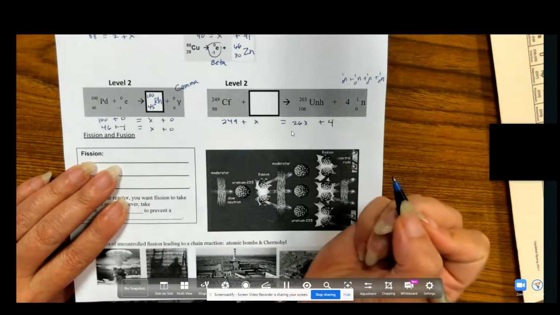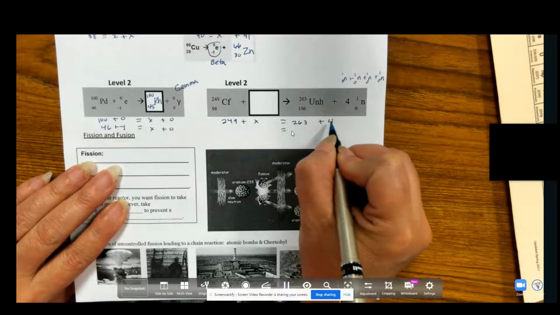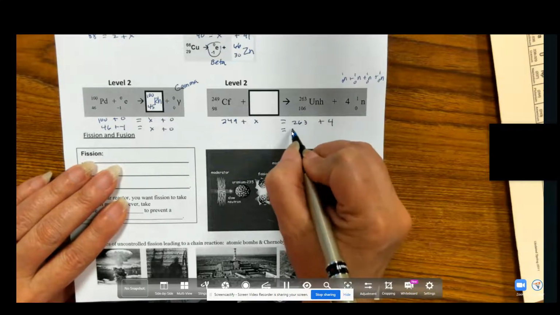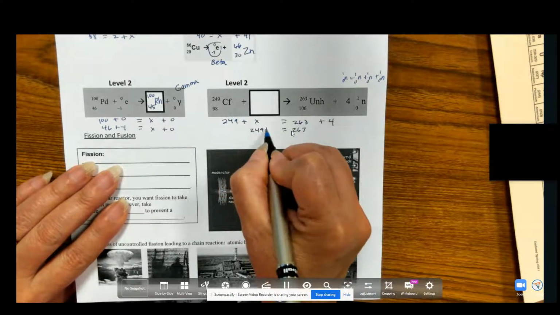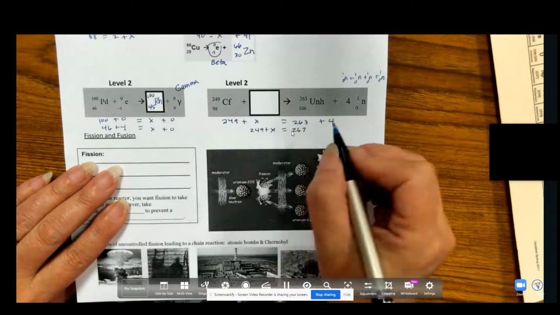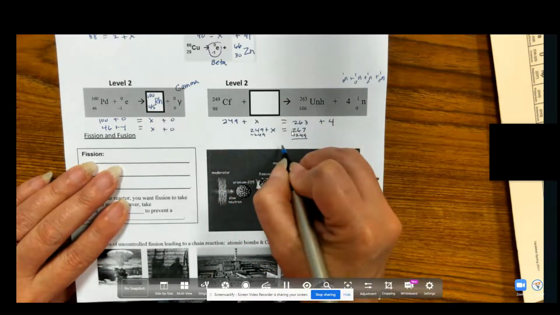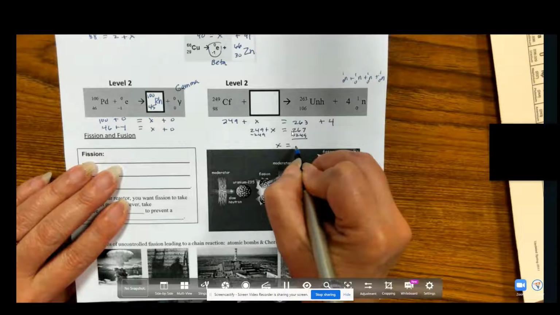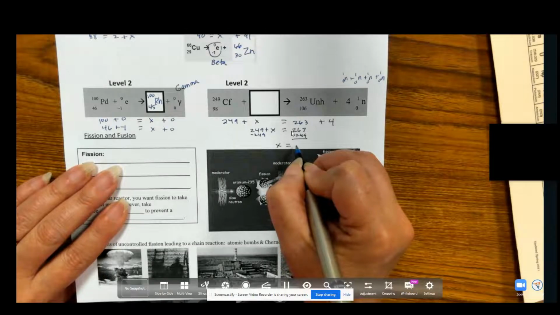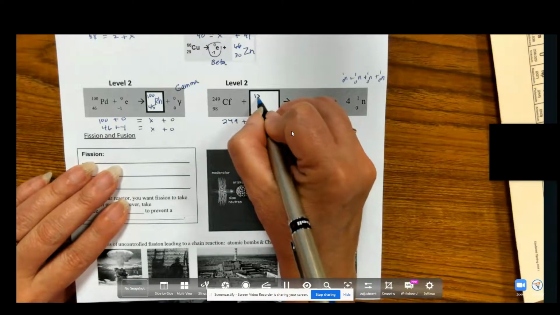And then I got to do a little bit harder math now to solve for that x. 263 plus 4 is 267. And then that's 249 plus x, right? So I still got to solve for x. So I would subtract 249 from both sides. And so now that means x is 267 minus 249 is 18. Okay, so that's the top number, 18.